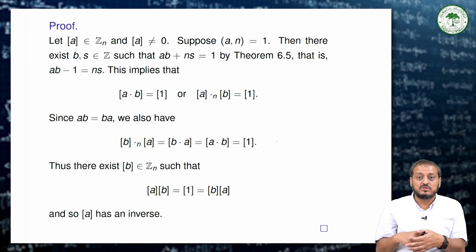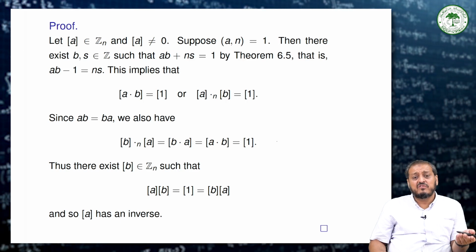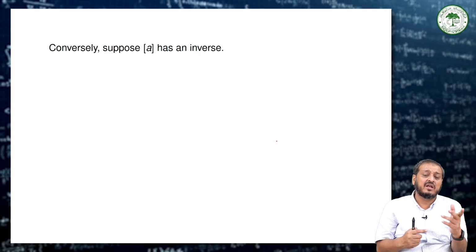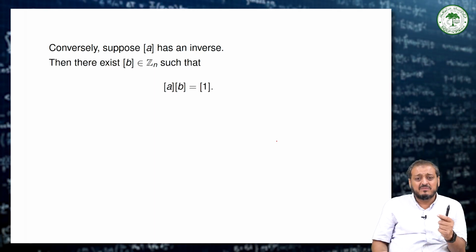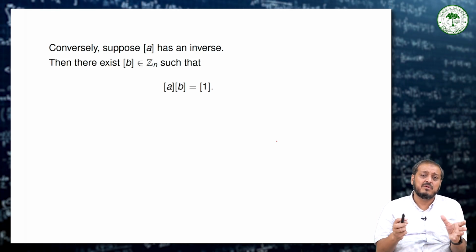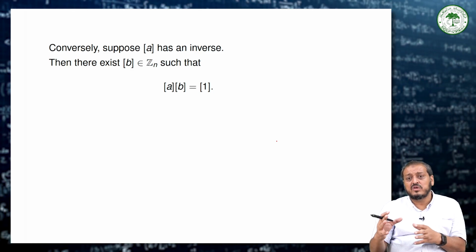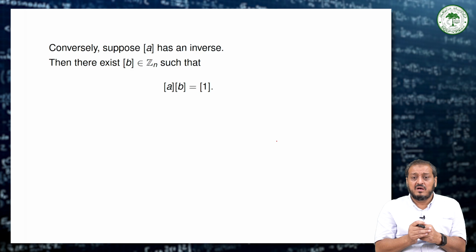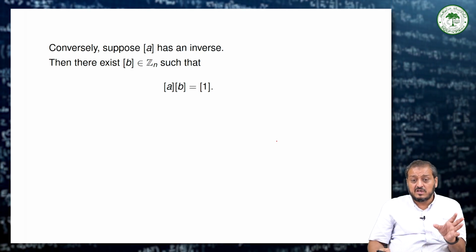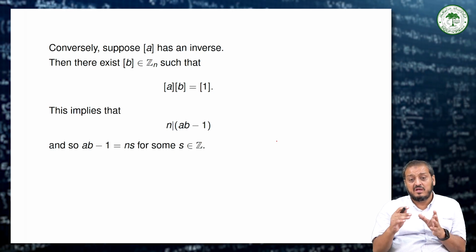Now conversely, suppose that a has an inverse. Then we have to say that a and n are relatively prime. That is trivial. Suppose a has an inverse, there exists some element b belonging to Zn such that a·b gives the identity element 1. If a·b gives the identity element 1, then we have to show that n divides ab minus 1.